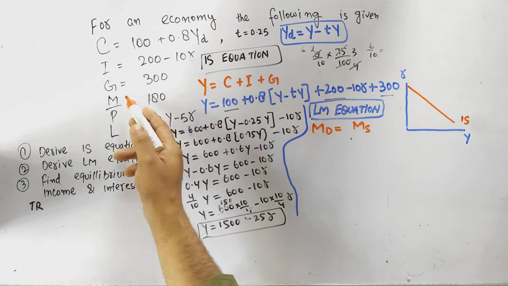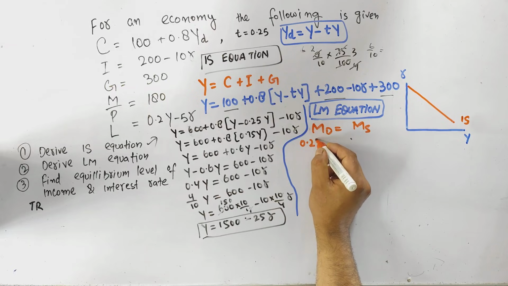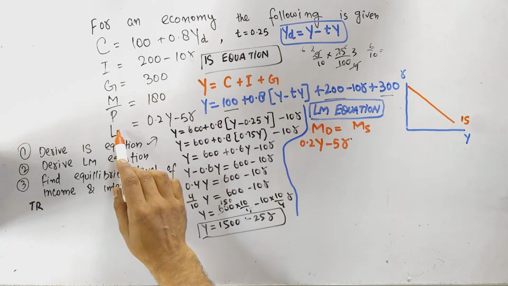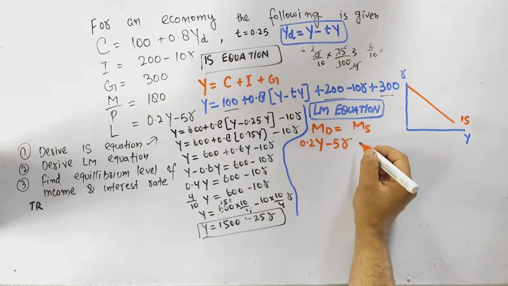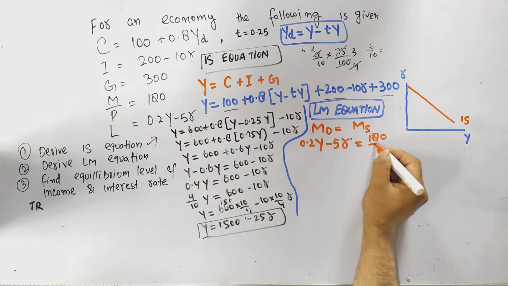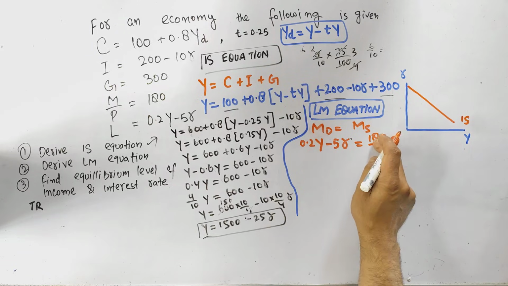So demand for money is 0.2y minus 5r. You can see here that demand for money is a positive function of income and a negative function of the rate of interest, which should be equal to real money supply, which is 180 here, fixed by the government, or given to us as an exogenous thing. So it is 180 here.